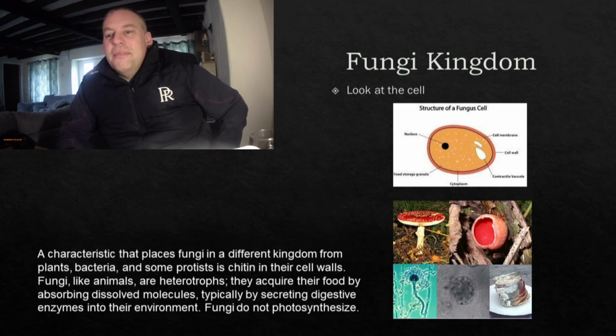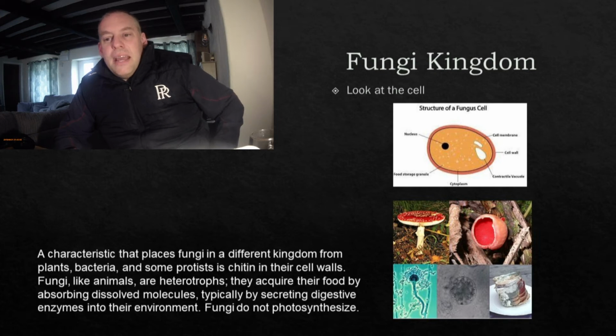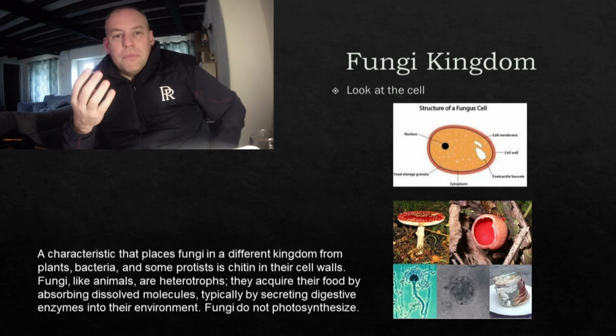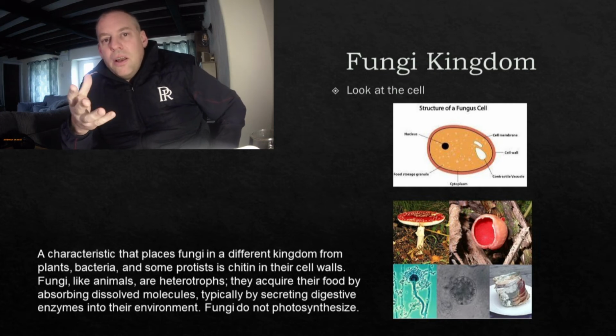But there are some differences that you need to know about. The first of which, the cell wall contains something called chitin. And chitin is the same material as found in your fingernails. It's a slightly tougher material. Unlike plants, which have something called cellulose. This is a slightly different format for how they're made.